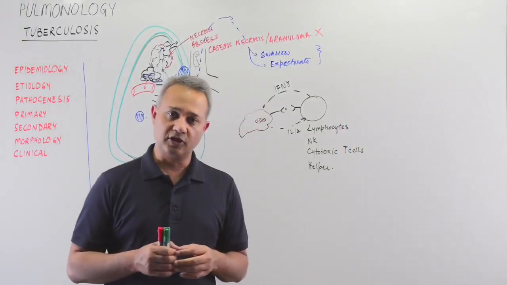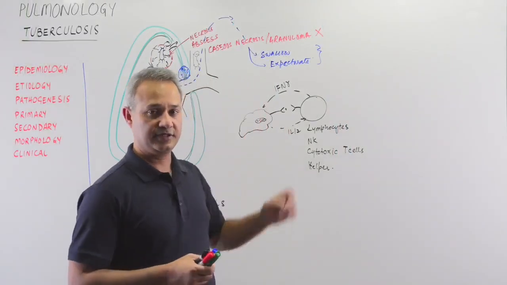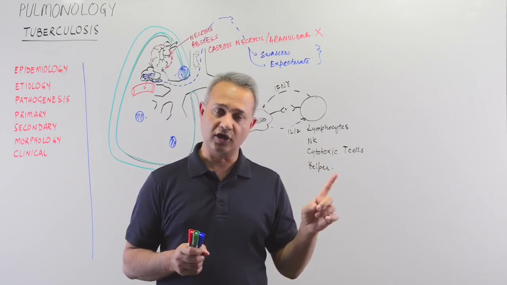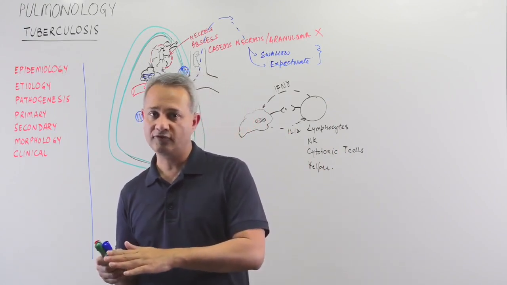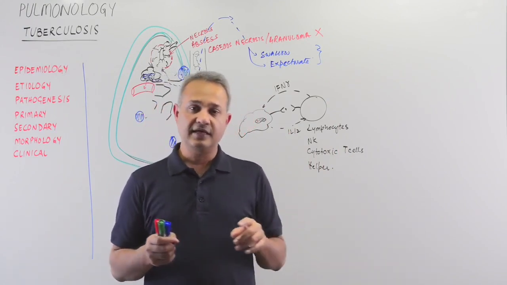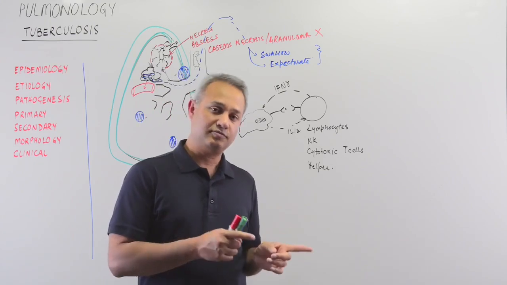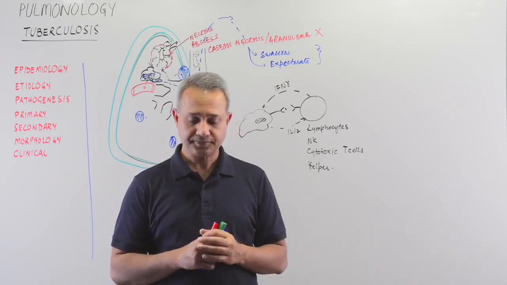Compared to primary tuberculosis, secondary tuberculosis is localized. It is cavitating, primary is not. It doesn't have Ghon complex and Ghon focus, primary has it. It doesn't involve lymph nodes, primary does, and so on.